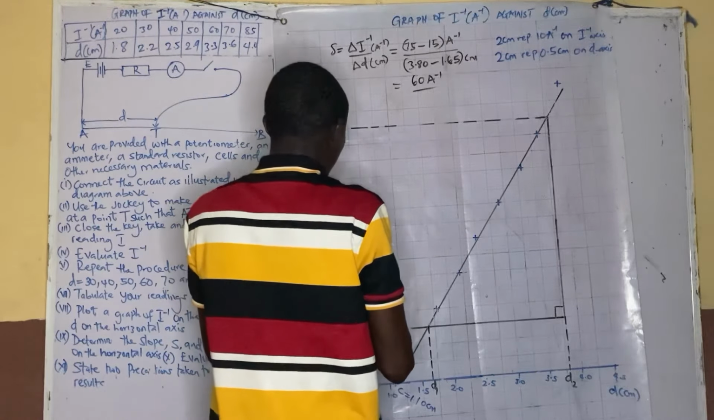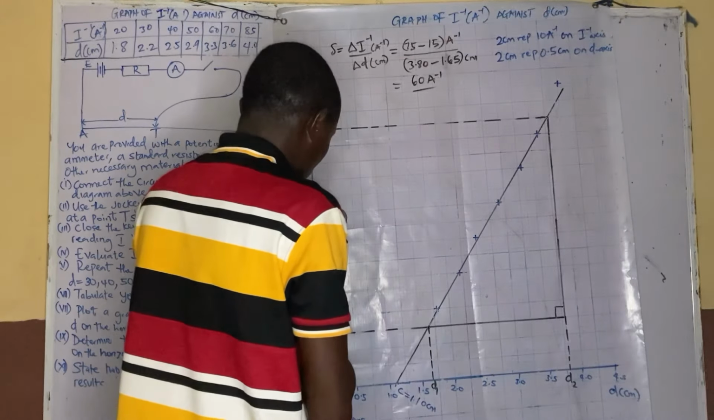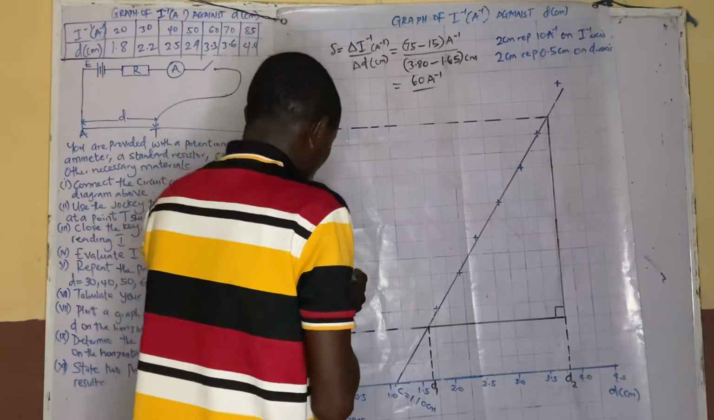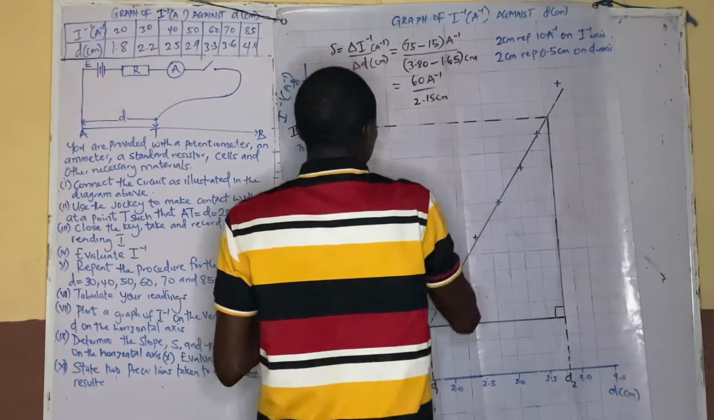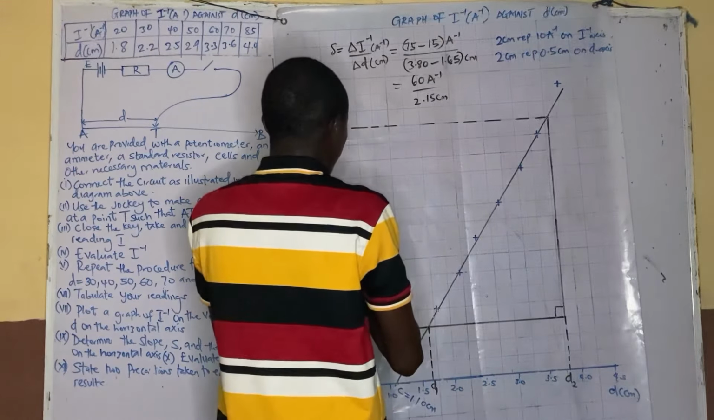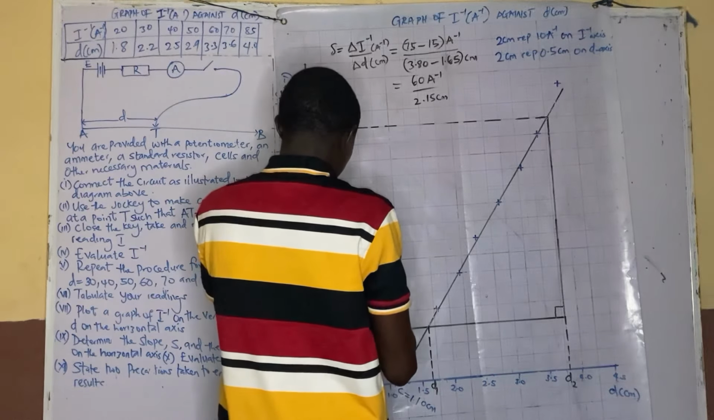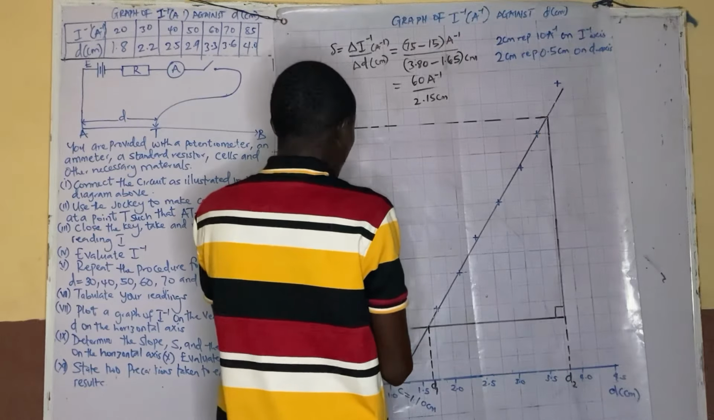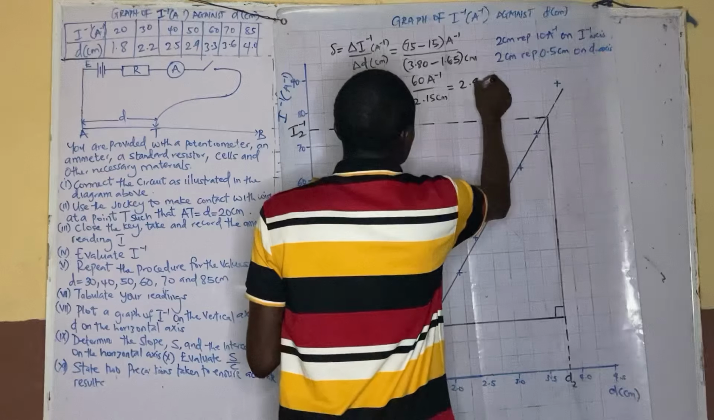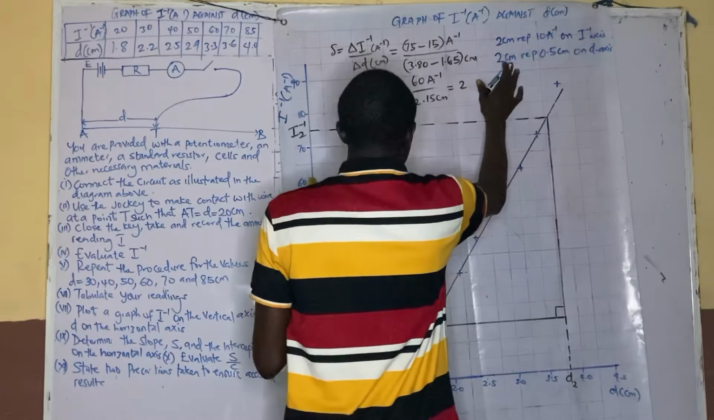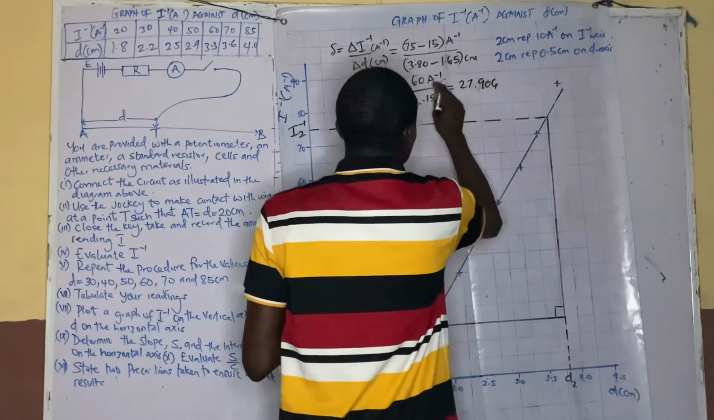3.8 minus 1.65 gives 2.15 centimeter. So this one is 60 divided by 2.15, which is 27.906. Now, what's our unit?